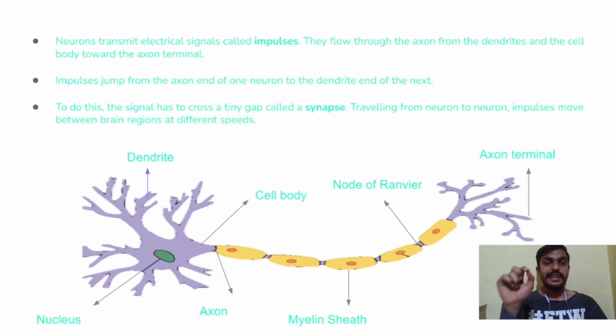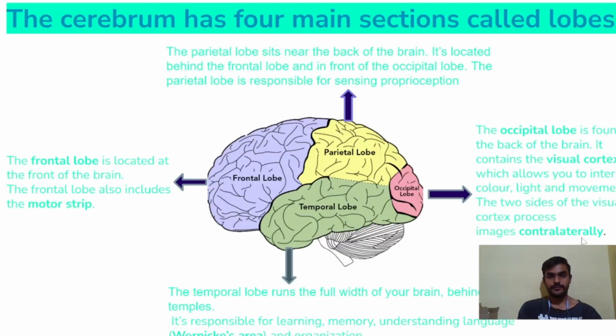When an impulse or signal enters from the dendrite, it converts from chemical signal or chemical information to electrical information. So the electrical information will travel the whole neuron, and it will exit from the axon terminal, and it will be converted again into a chemical signal at this gap called the synapse, and again it will be converted into an electrical signal at the dendrite of another neuron.